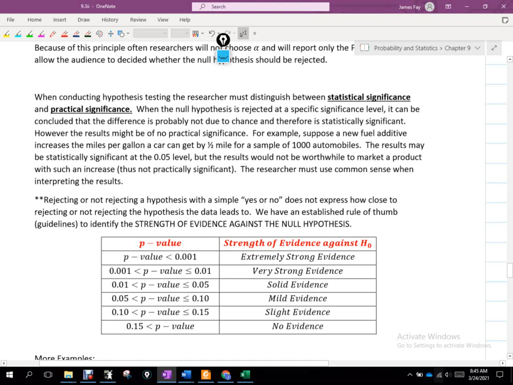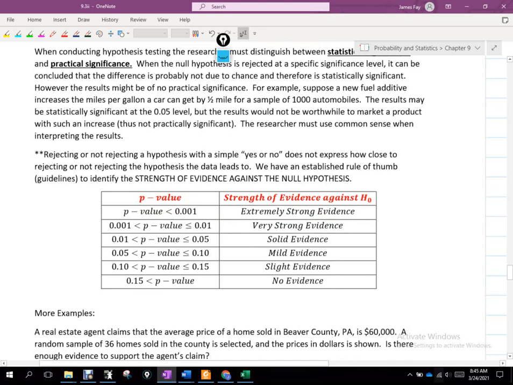It says we have an established rule of thumb. This is a rule of thumb. It's a guideline. It's not written in stone, but it's a good tool that across statistics gets used frequently. It says to identify the strength of evidence against the null hypothesis. This is what we do.